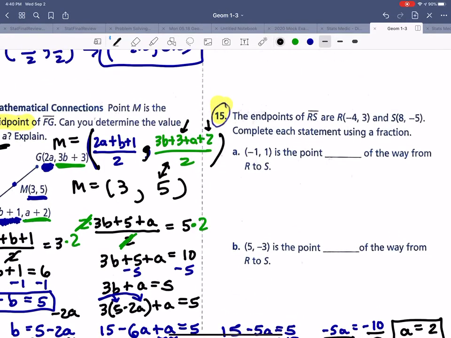So now it says 15. The endpoints of RS are (-4, 3) and (8, -5). (-1, 1) is what fraction of the way there, and (5, -3) is what fraction of the way there? These I think we can just do by graphing.